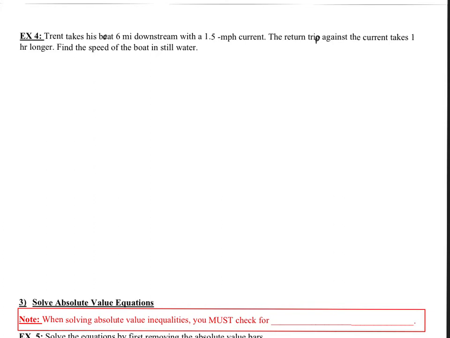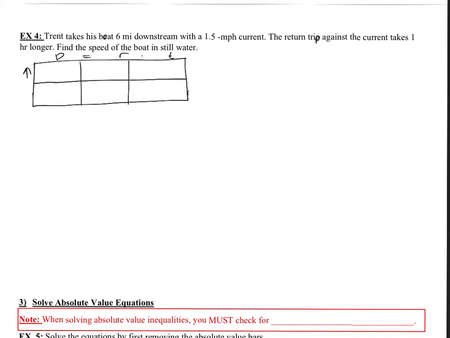All right, so this is a motion problem, so I'm going to go ahead and use my motion chart. Distance equals rate times time. And so we have two options. We have going upstream and we have downstream. Now what do we know?